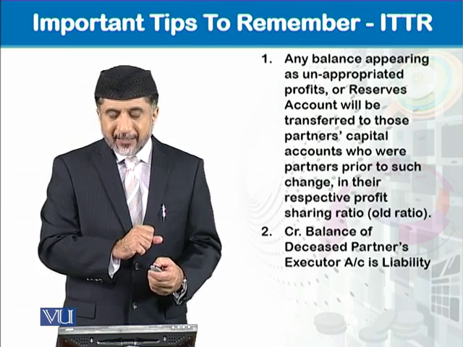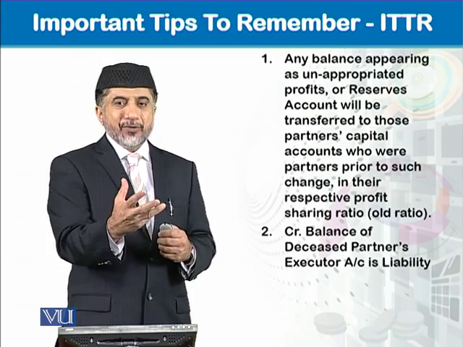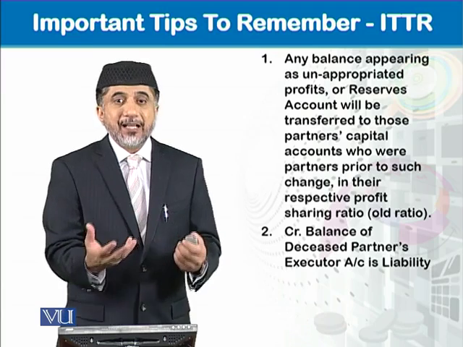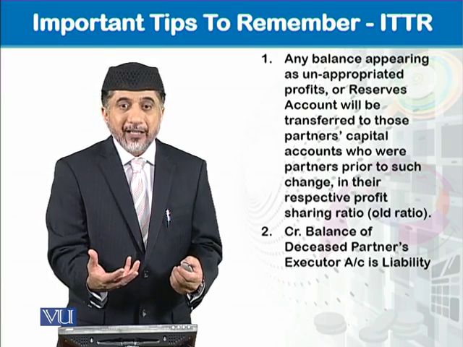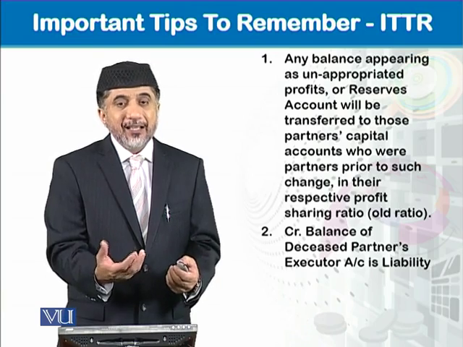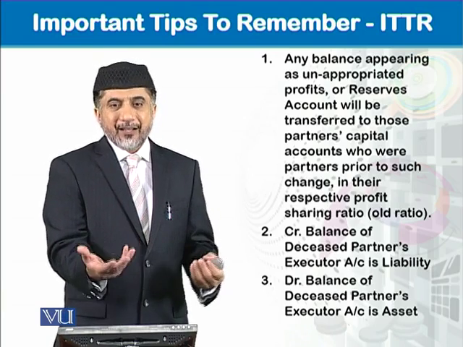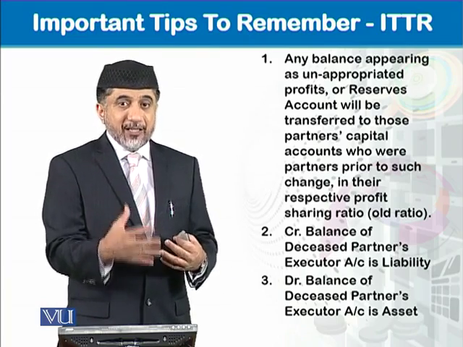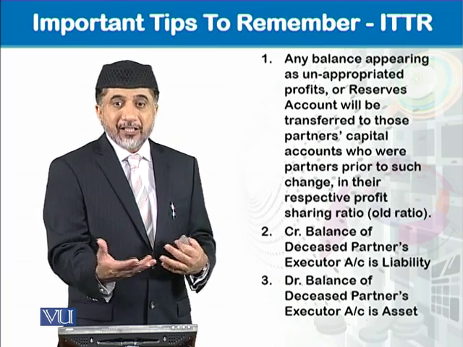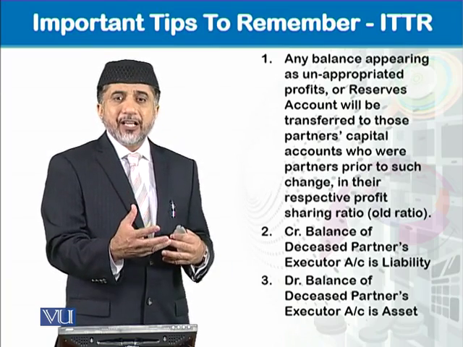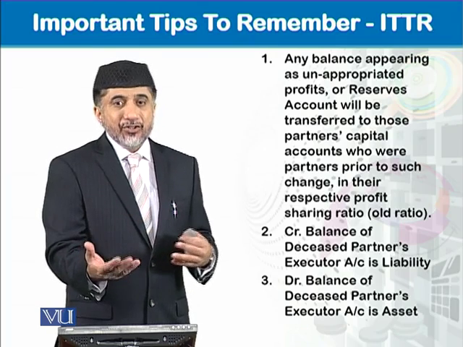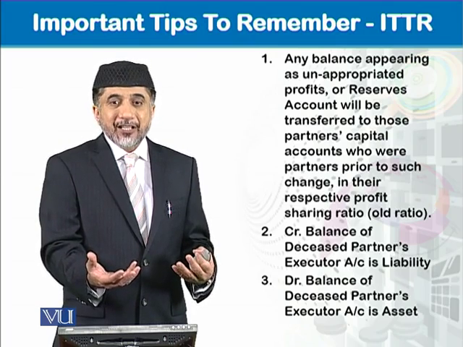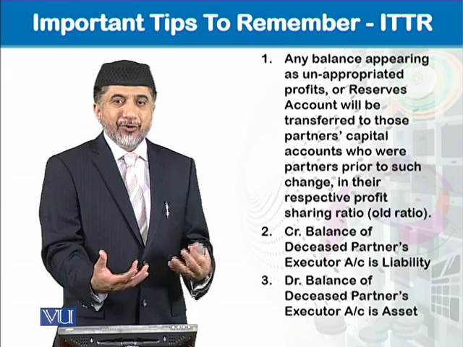And then, this is also important, if finally the executor's account gives us a credit balance, this is a loan liability for the entity. And if it gives a debit balance, then it is something recoverable. There are chances that the partner has already drawn more than the credit side of the executor's account, so there would be a debit balance appearing in the executor's T account, which would be recoverable from them.